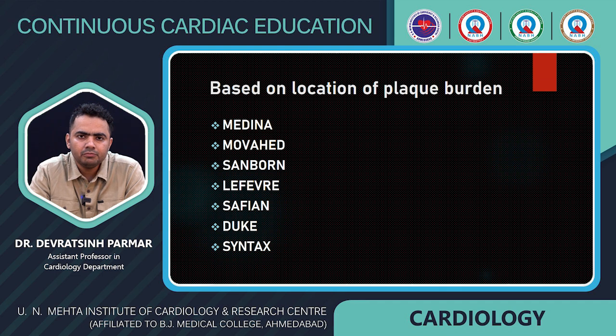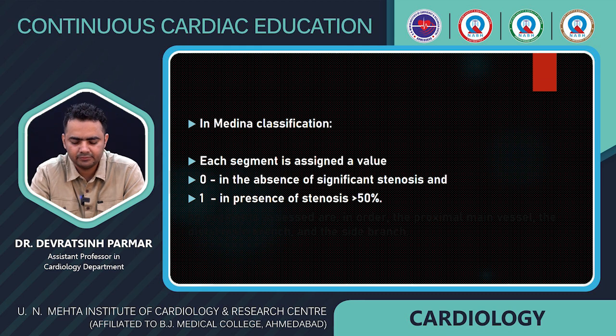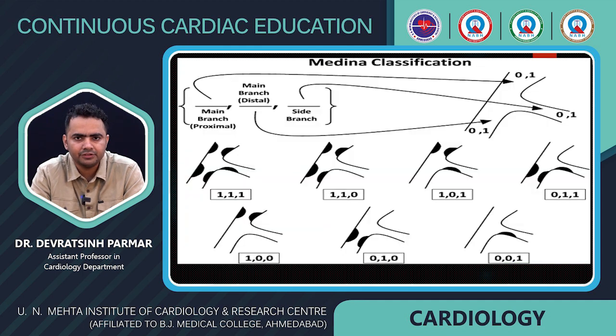Now, based on the location of plaque burden, there are a wide variety of classifications: Medina, Movahed, Sanborn, Lefevre, Duke and Syntax. The commonest classification that we use in our day-to-day practice is Medina's classification. Here there are digits for the lesion, which correspond to 0 or 1. 0 is if the stenosis is less than 50%, while 1 is if the stenosis is more than 50%.